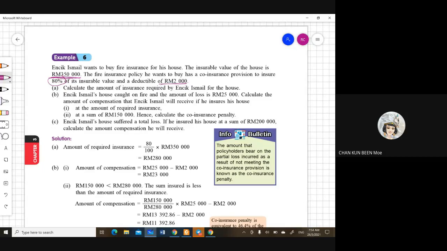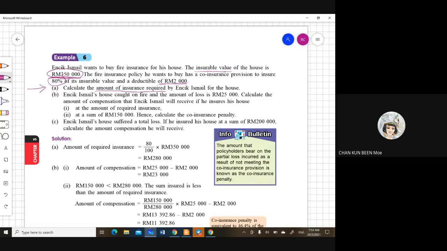Now, if you look at A here, calculate the amount of insurance required by Encik Ismail for the house. So when they ask you to calculate the amount of insurance required, sorry, I made a mistake just now. The 350,000 is not the amount of the insurance required because that is the insurable value given by the insurance company.